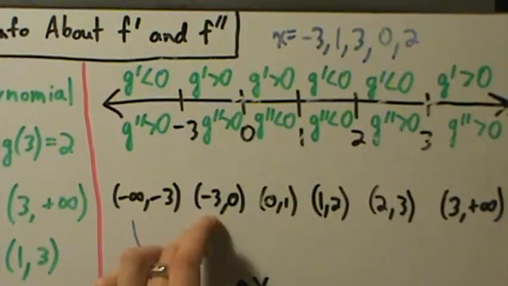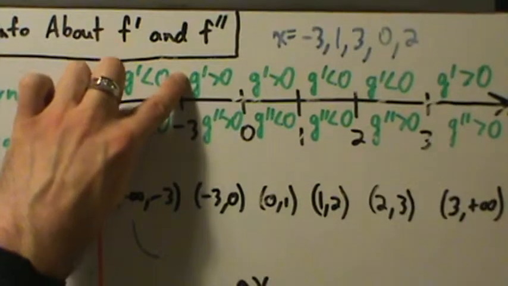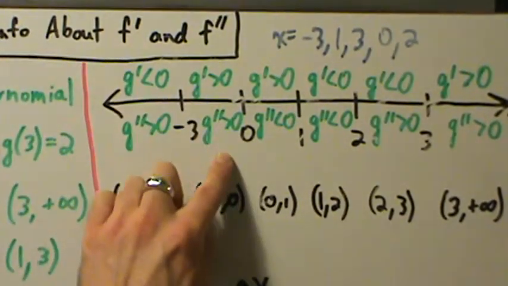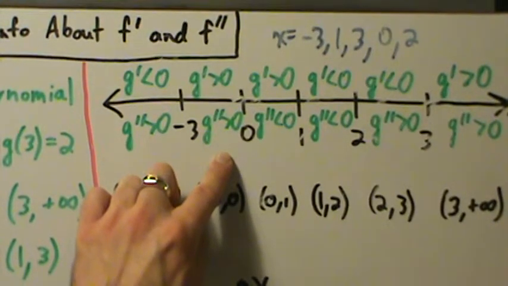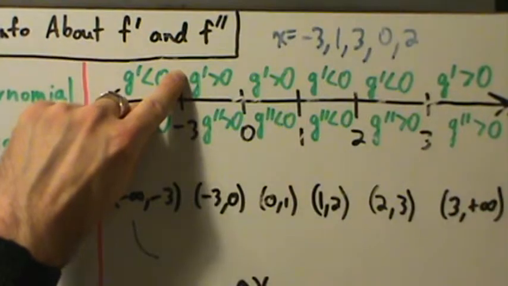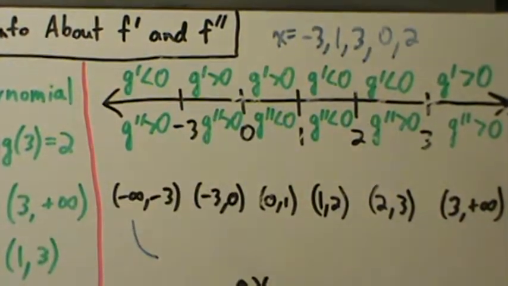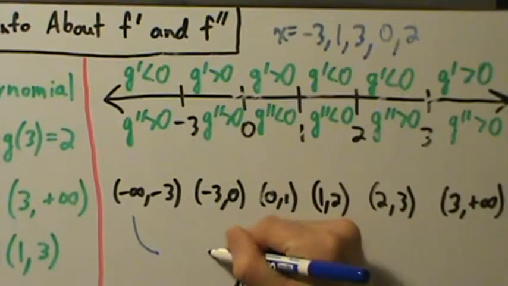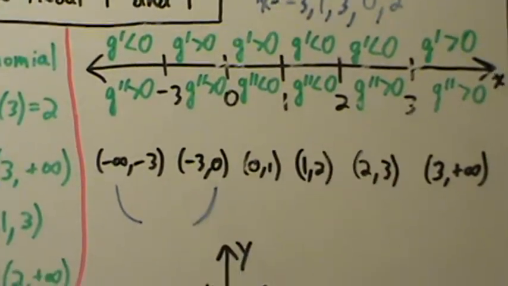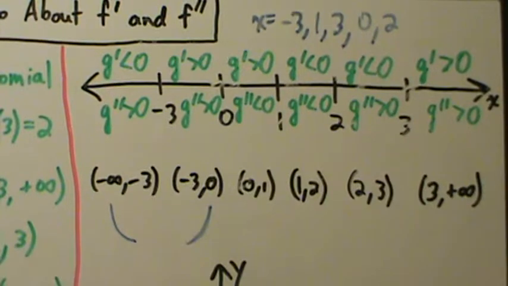On the second interval here from negative 3 to 0, g primed is positive, that means the function g is increasing. g double primed is positive, that means the function g is concave up. So increasing function, concave up. What does that look like? Increasing function, concave up, kind of looks something like this.